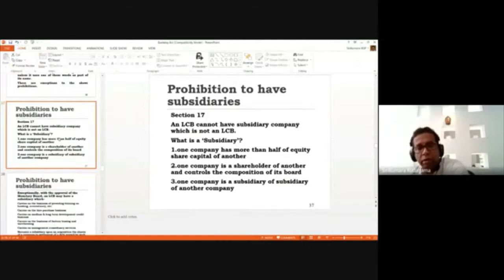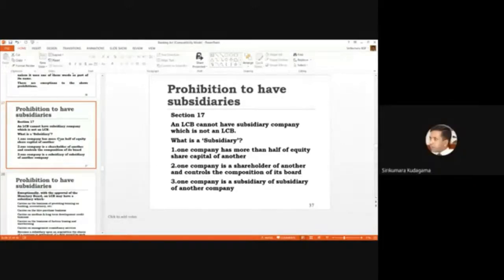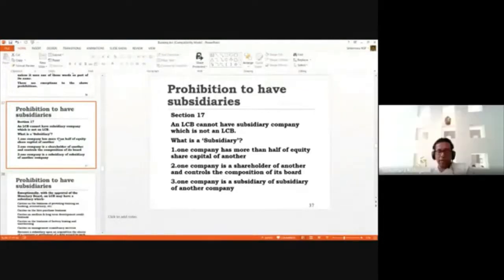The basic rule is that a licensed commercial bank cannot have a subsidiary company which is not a licensed commercial bank. If you are a licensed commercial bank, you can have a subsidiary company which is also a licensed commercial bank. That is permitted. But generally, a licensed commercial bank is prevented from having a subsidiary other than another LCB. Now, that is a general provision.